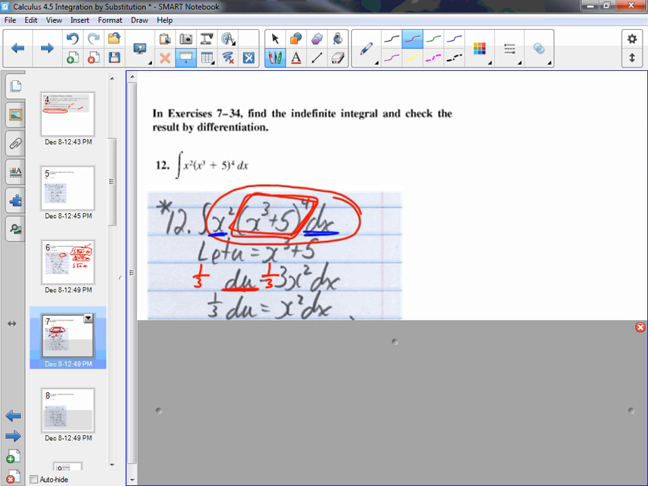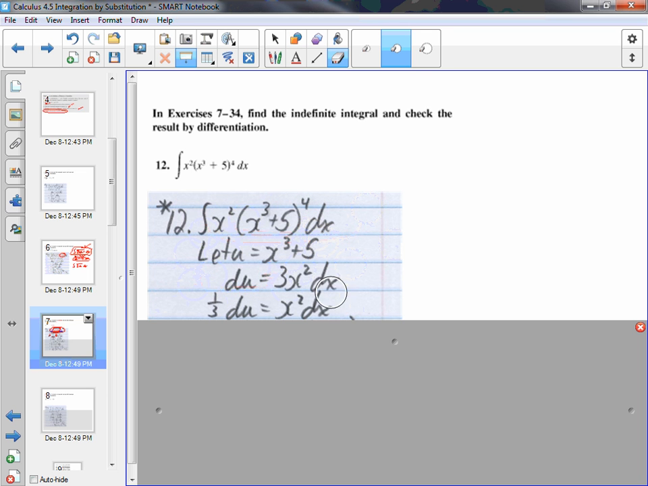So don't get hung up on wanting to have du equal something. We want to be able to replace all of the x's and get nothing but u's and du's. Okay? So we're ready to substitute. So watch this. We have the integral sign. Now, I'm going to concentrate on this.